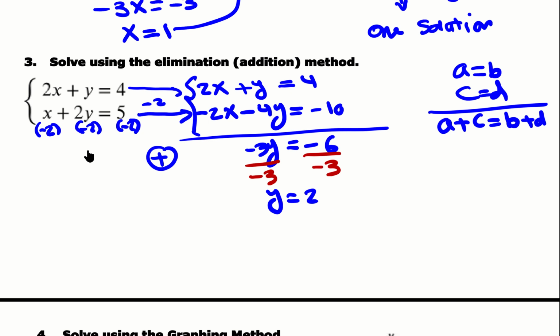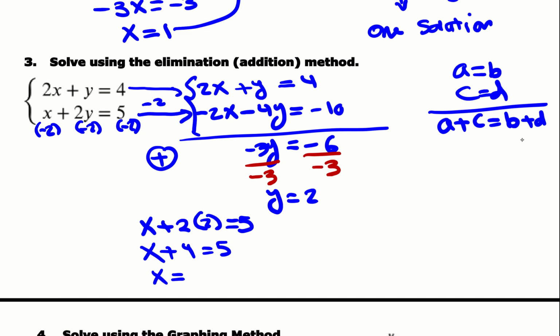So now we can take this, plug it into either of those two equations to get x. And I'm going to go ahead and go with the second one, because x has a coefficient of 1, which will make it easy to work with. So we have x plus 2 times y, which we now are going to substitute with 2, equals 5. So x plus 4 equals 5. So we get x equals 5 minus 4, or x equals 1.